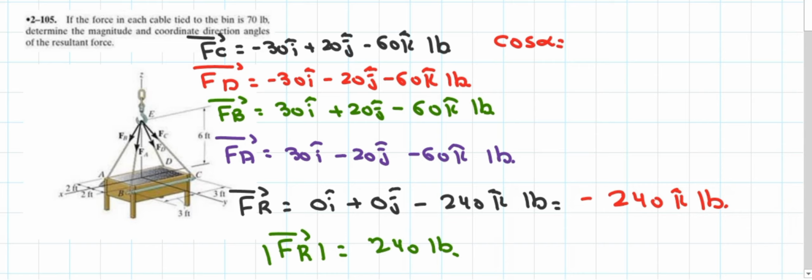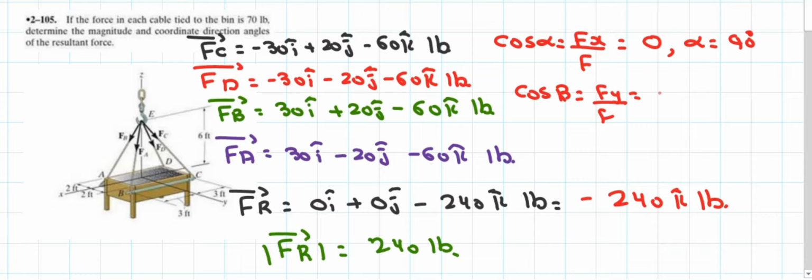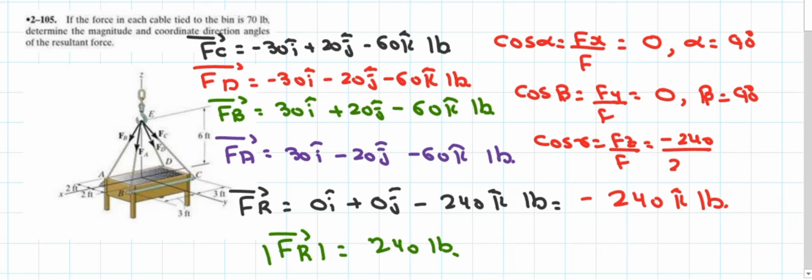For that, cos alpha is equal to fx upon f. The fx present here is basically 0, so cos alpha is equal to 0. So alpha is nothing but 90 degree. Similarly, cos beta is equal to fy upon f. The fy is nothing but 0, so cos beta is equal to 0, which means that beta is equal to 90 degree. And similarly, cos gamma is equal to fz upon f. The fz is nothing but negative 240 and the f is nothing but 240. So cos gamma is equal to negative 1, so gamma is equal to 180 degree.